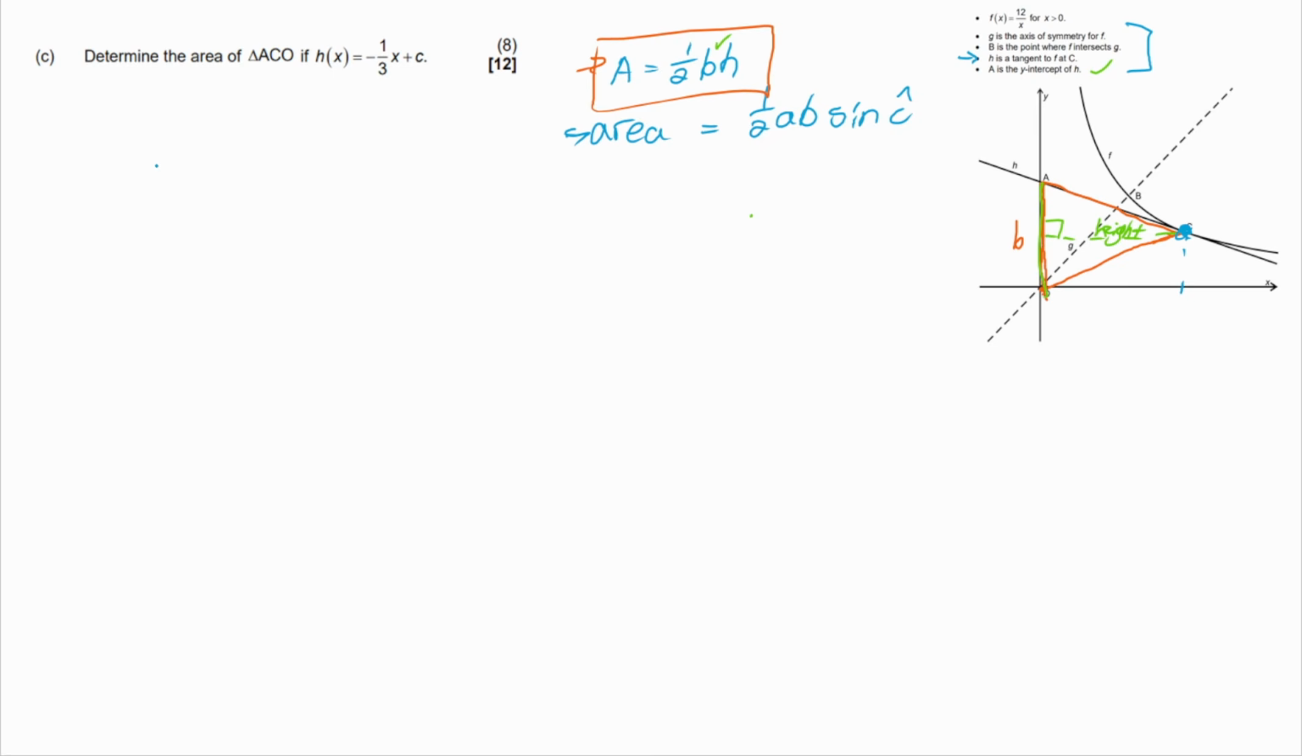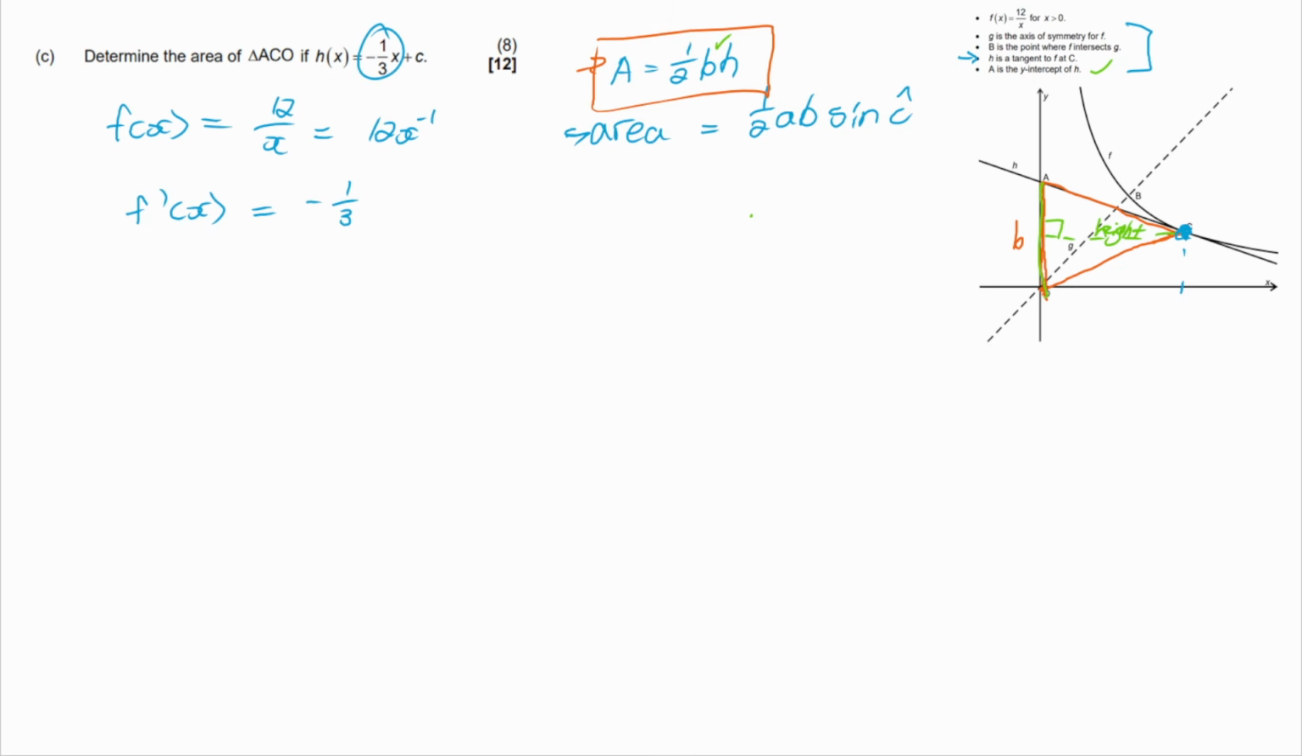So if we know f(x) is given by this, 12 over x, I'm going to rewrite this as 12x to the minus 1. And we know at C what the gradient is. So we know that at some unknown x, the gradient is given over here, because h is the tangent. We know the gradient is negative 1 over 3 at this x.